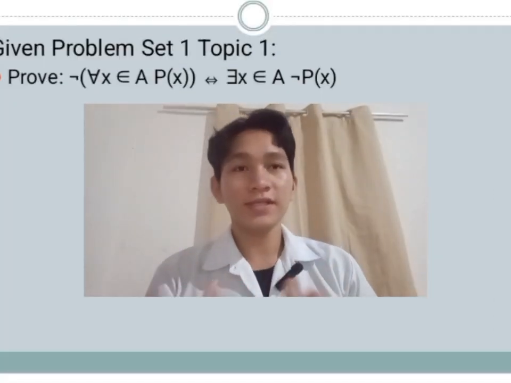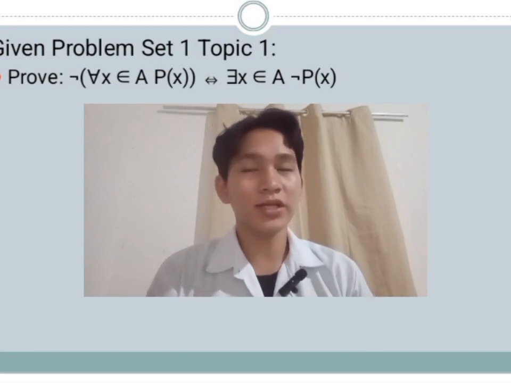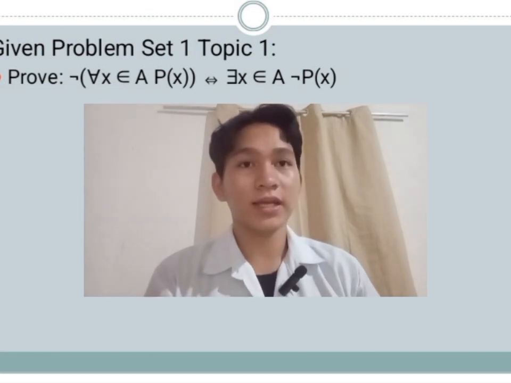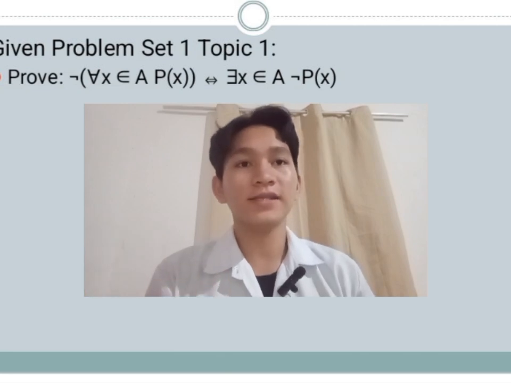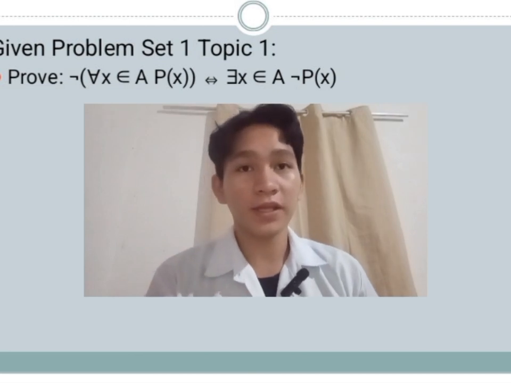Hello everyone. In this discussion, we will explore an important relationship between negation and the quantifier in logic. The equivalence we want to prove is that the negation of "for all x in A, P(x)" is logically equivalent to "there exists x in A such that not P(x)."